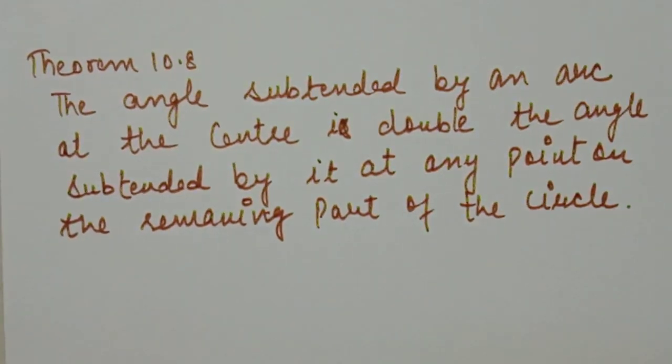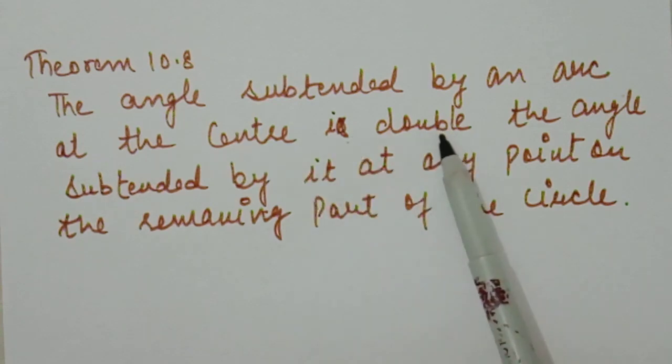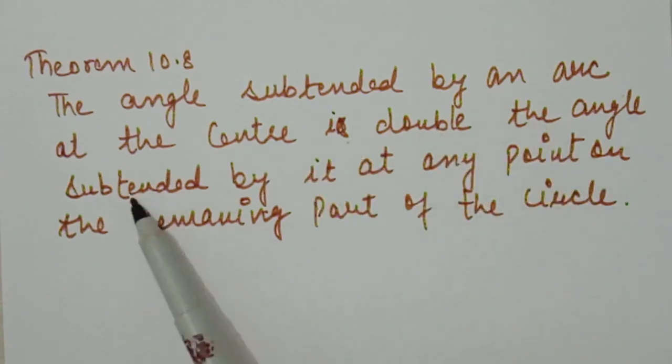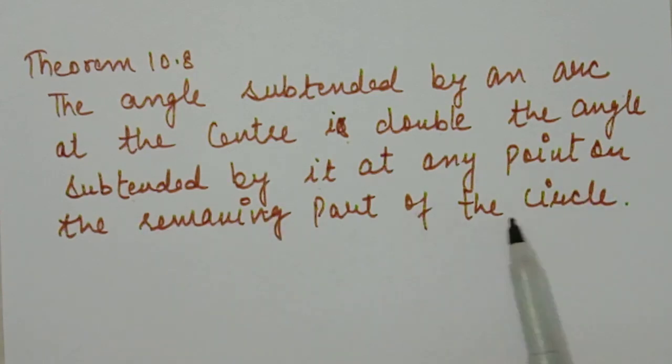This is the important theorem. You have to learn this statement completely. The statement is the angle subtended by an arc at the center is double the angle subtended by it at any point on the remaining part of the circle.